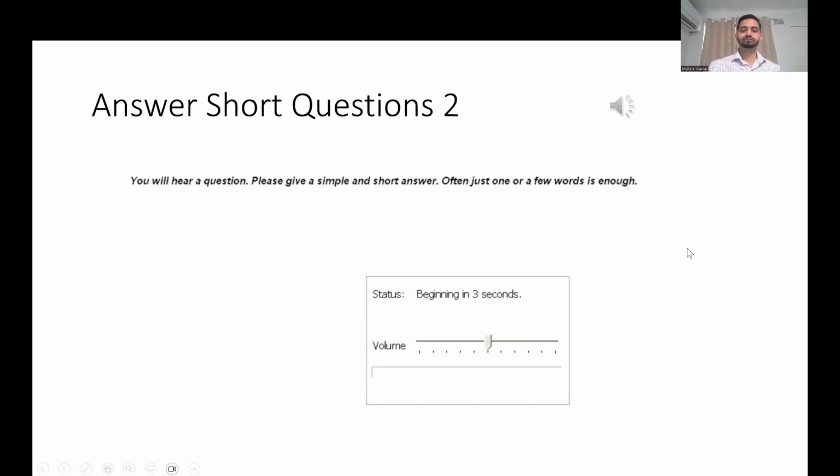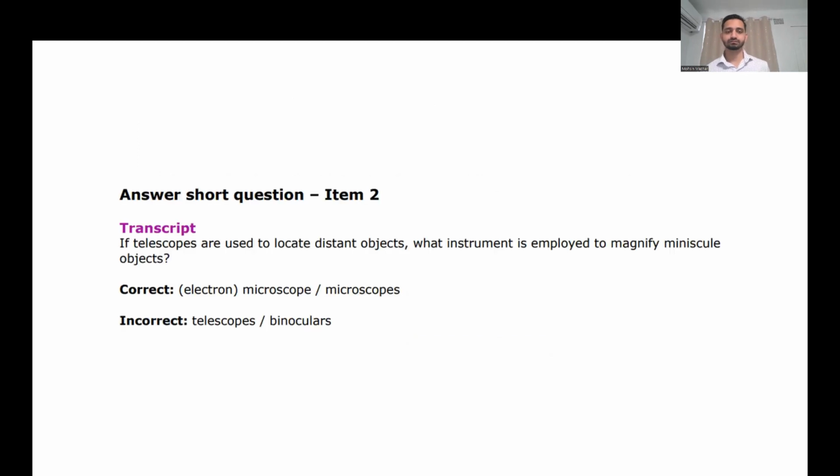If telescopes are used to locate distant objects, what instrument is employed to magnify minuscule objects? Right, I hope you got that. So we'll see the transcription and the answer. Right, so if telescopes are used to locate distant objects, what instrument is employed to magnify minuscule objects?